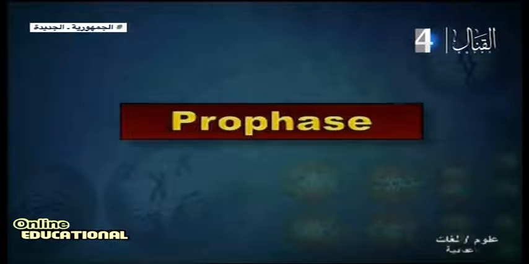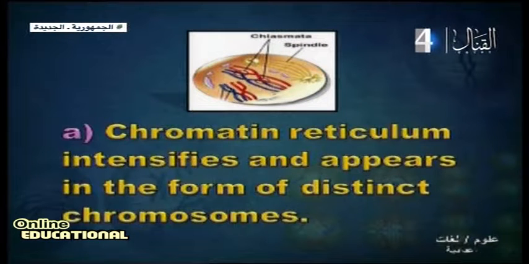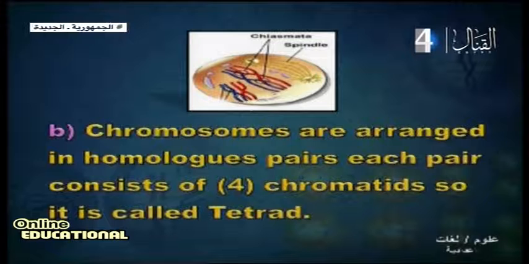Prophase, the first phase, here called prophase 1. In this phase, the chromatin reticulum condenses and appears in the form of chromosomes. Chromosomes are arranged in homologous pairs, and each pair consists of 4 chromatids. By the way, a chromosome consists of 2 chromatids, and when 2 chromosomes get near to each other, they form a structure of 4 chromatids called a tetrad.